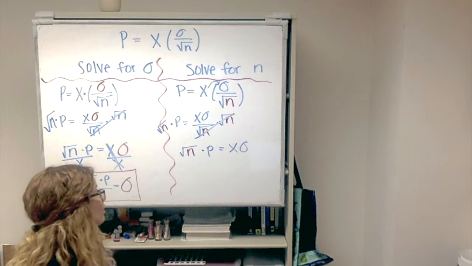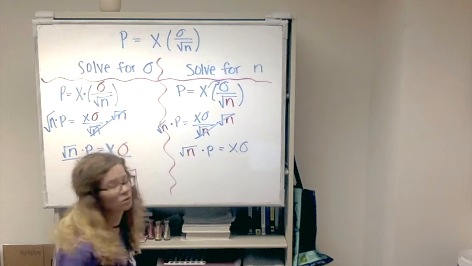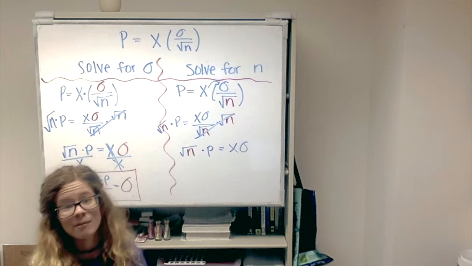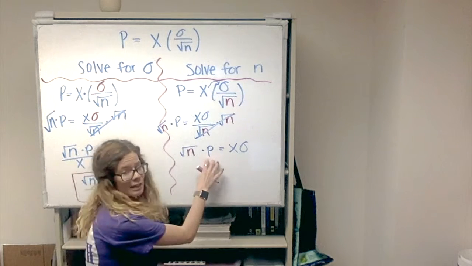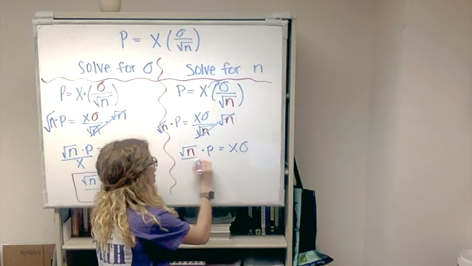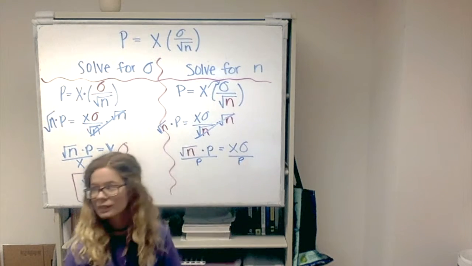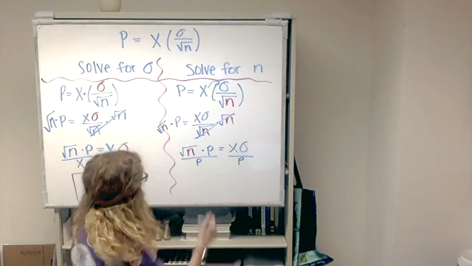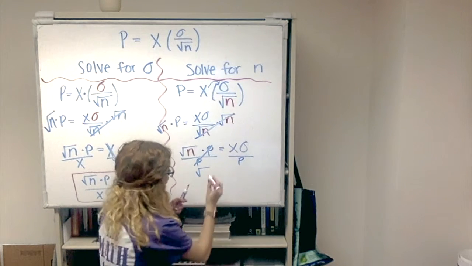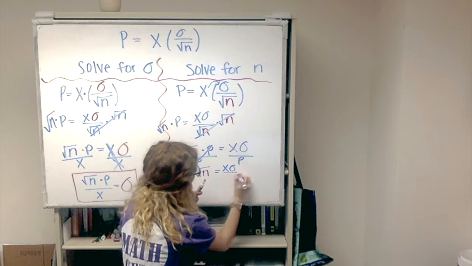We're almost there. We have some stuff attached to that n. We have a square root and we have a multiplication by p. To get that n by itself, we have to get rid of this p. This p is being multiplied, so we're going to take the inverse and divide by p. Whatever you do to one side, you have to do to the other. Once you divide by p, these go to 1, so you have the square root of n equals x sigma divided by p.